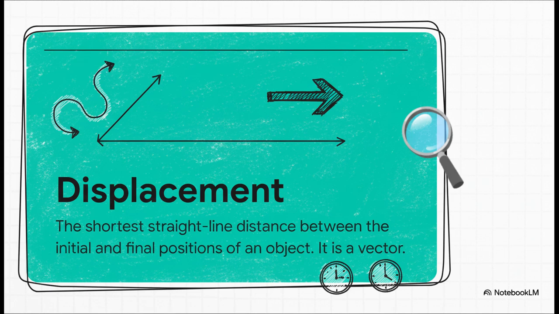And then, on the other hand, you've got displacement. This is the super direct, no-nonsense route. It completely ignores your winding path. All it cares about is the straight line from where you started to where you ended up. You know, the as the crow flies path. And because it has a length and a direction, we call it a vector.